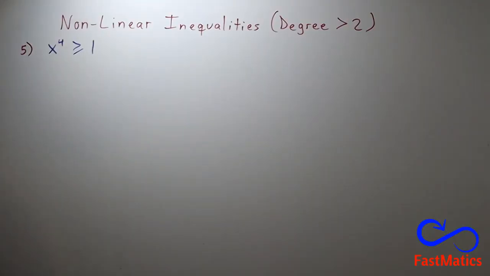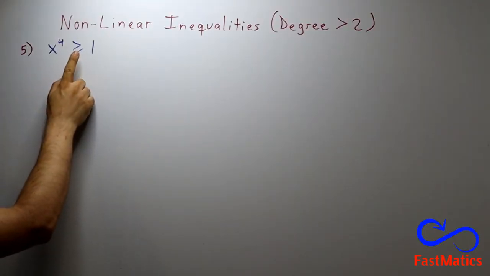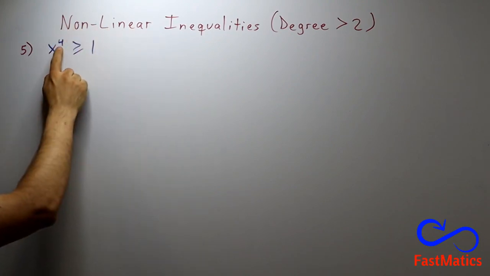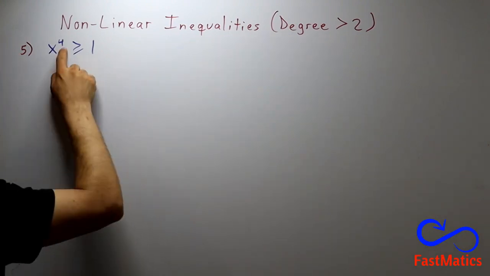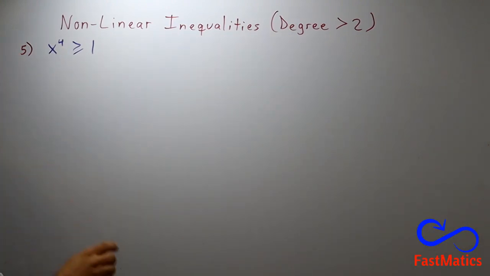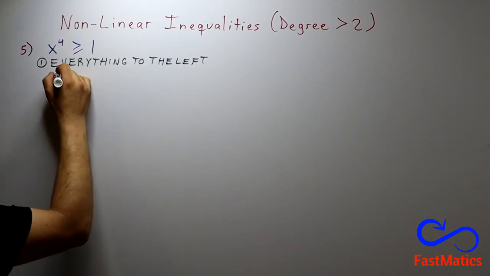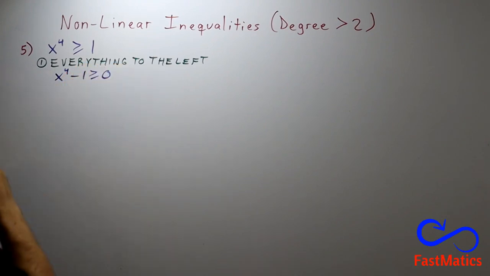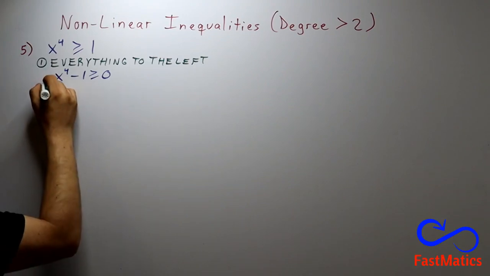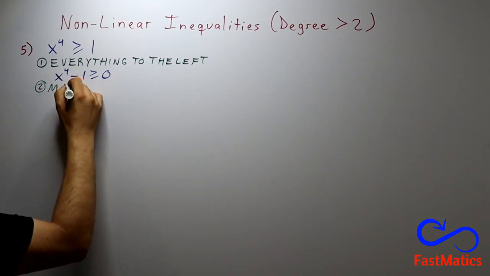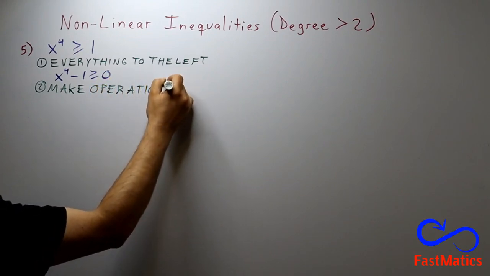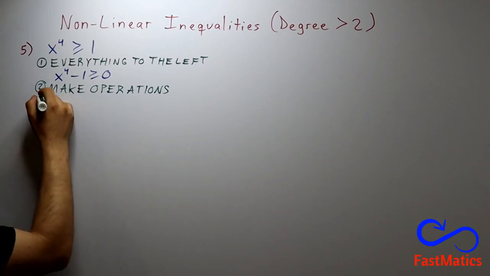Follow me please. First of all, I identify that I have an inequality and that it is nonlinear because its degree is greater than 2. We have a degree of 4. So first step, remember, x to the power of 4 minus 1 greater than or equal to 0. After that, make operations. But here, no operations to do.